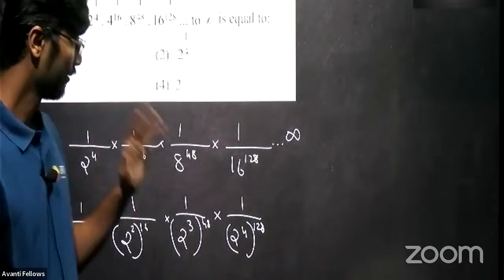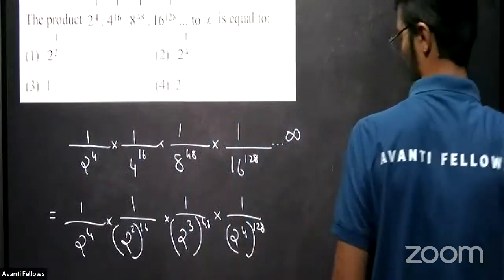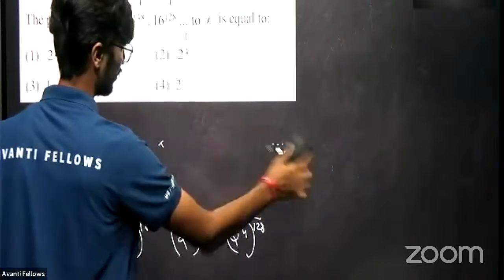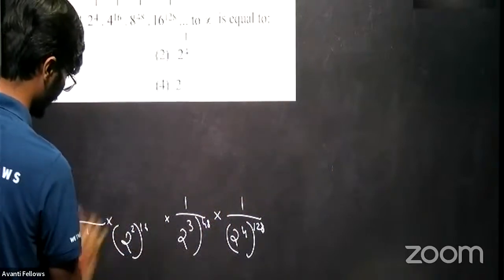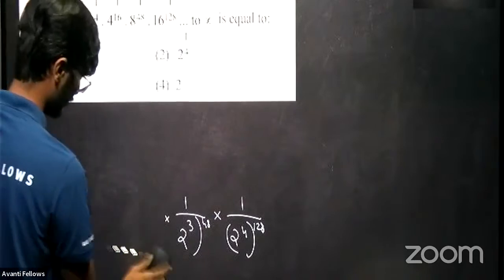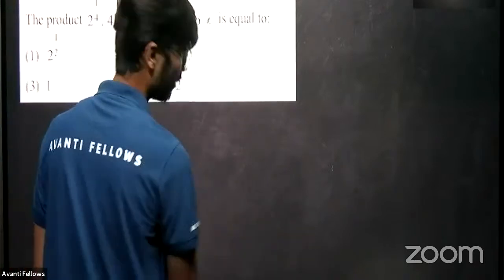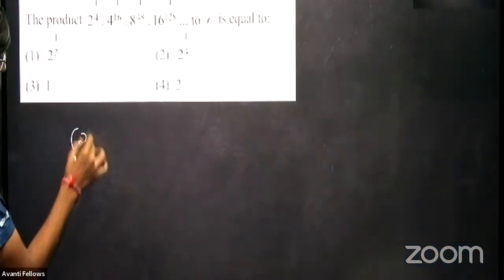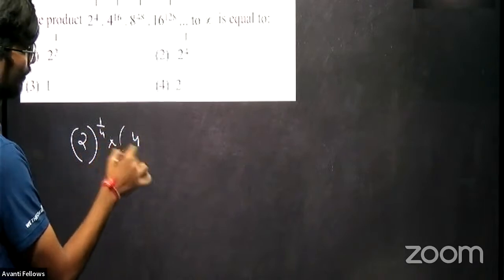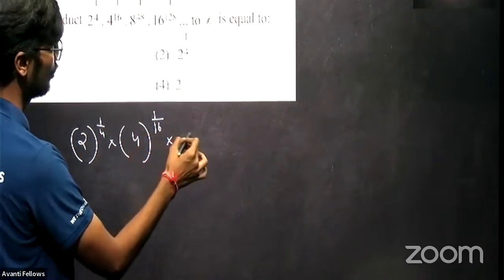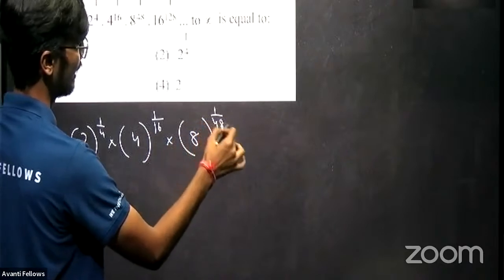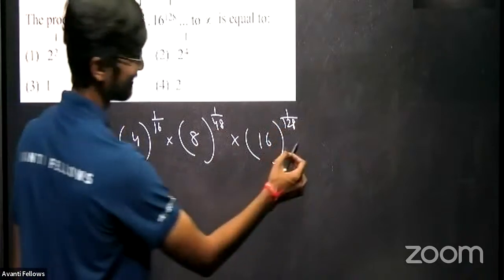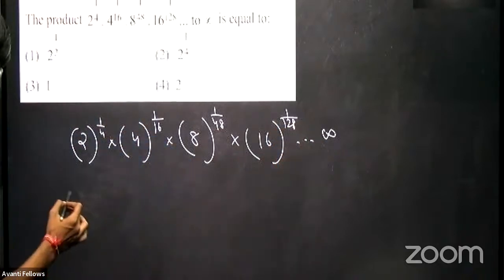Oh, I think I got the question wrong. Sorry guys, my mistake in reading the question. Actually ऐसा है ये 2 की पावर 1/4 इंटू 4 की पावर 1/16 इंटू 8 की पावर 1/48 इंटू 16 की पावर 1/128. ये कहाँ तक जा रहा है? इनफाइनाइट टर्म्स.